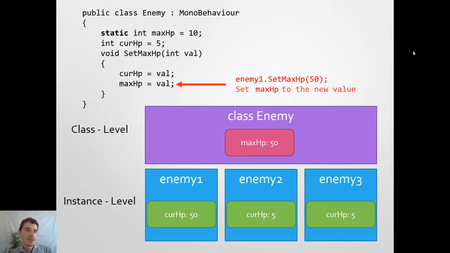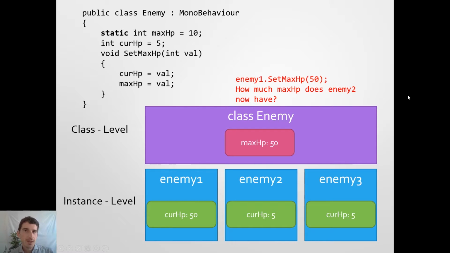Now I've got an important question. How much maxHP does enemy 2 now have? Yeah, you're right. It's 50. So maybe that's not what we wanted. It could be what we wanted, but maybe we just wanted to buff up enemy 1 so it has more HP. But if we use maxHP here as a static variable, we buffed all the enemies. At least we buffed their maxHP. But the currentHP were only changed for enemy 1. Enemy 2 and 3 weren't touched because we only called enemy1.setMaxHP.